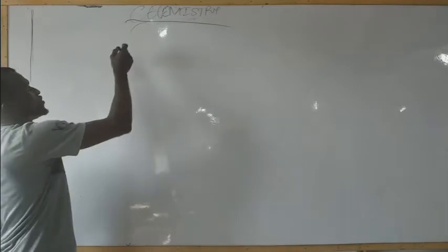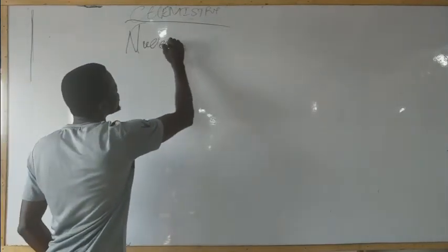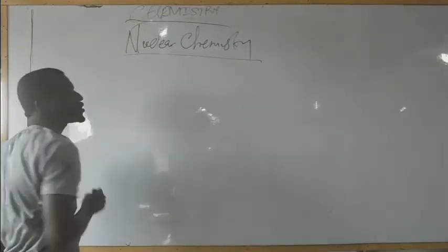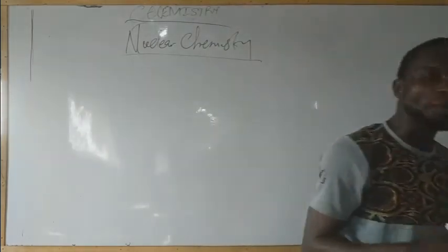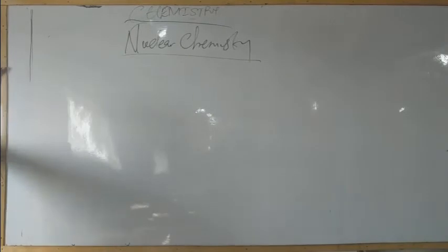Now we are looking at the topic of the class, which is nuclear chemistry. Now, what is nuclear chemistry? Nuclear chemistry is simply a branch of chemistry that investigates the phenomena, or the happenings, in the nucleus, as well as the energy changes that accompany such phenomena. What do I mean by that?